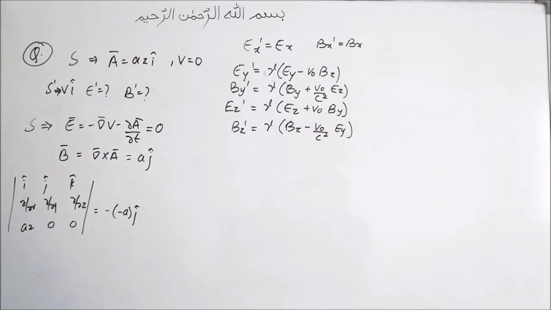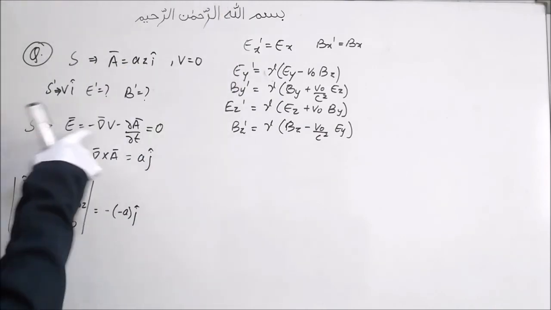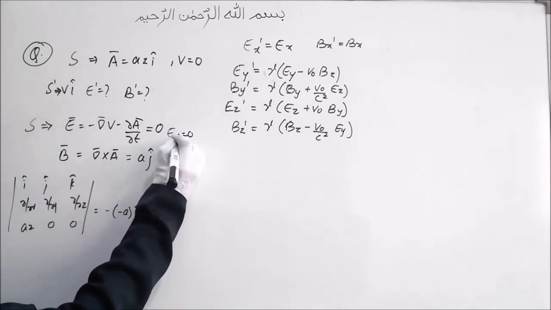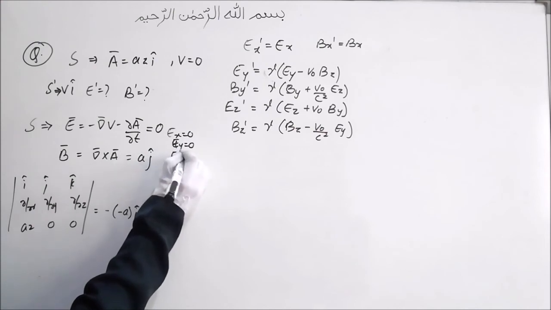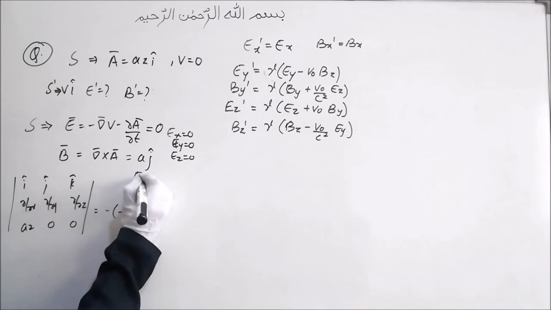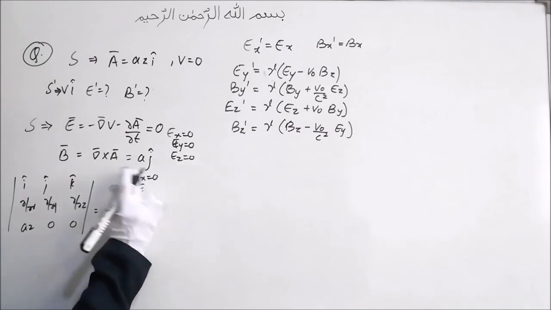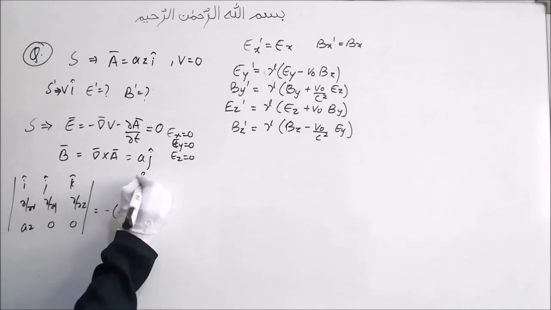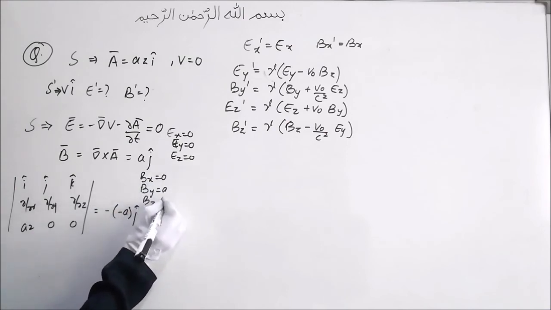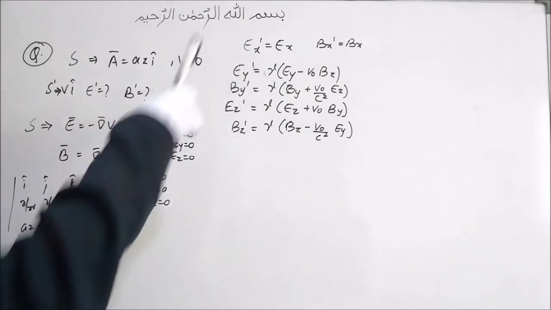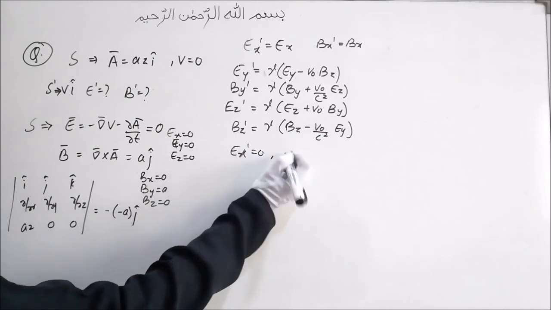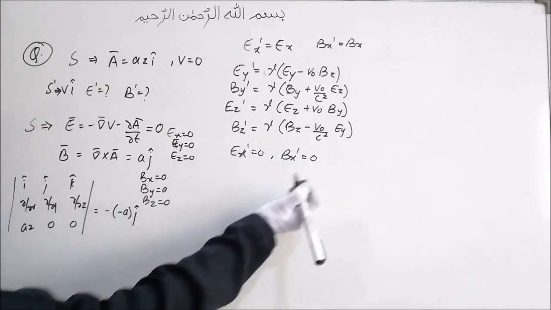Okay, so what is Ex dash? Here electric field is 0, that means Ex is 0, Ey is also 0, and Ez is also 0. And here magnetic field is A J hat, that means Bx is 0, By is A, and Bz is also 0. Put those values here, you will get Ex dash is also equal to 0. We will get Bx dash is equal to 0.